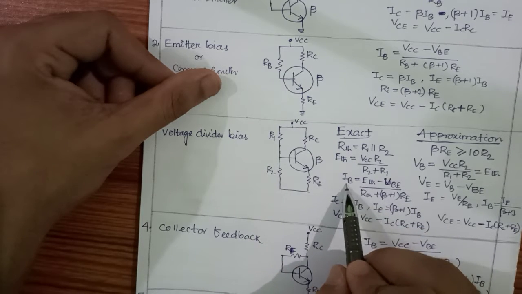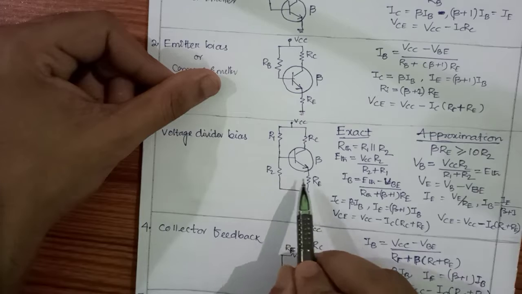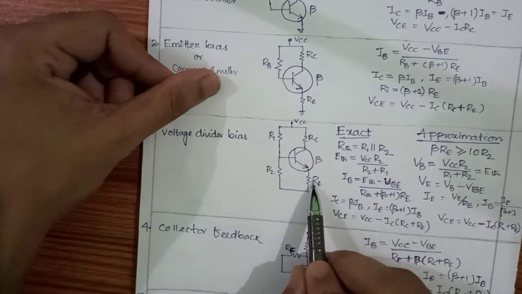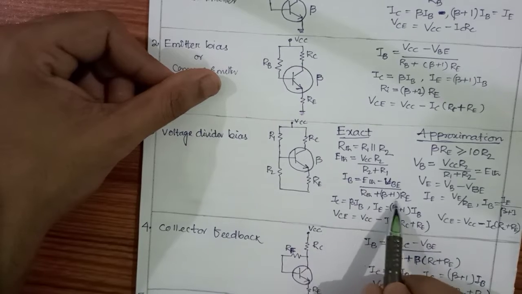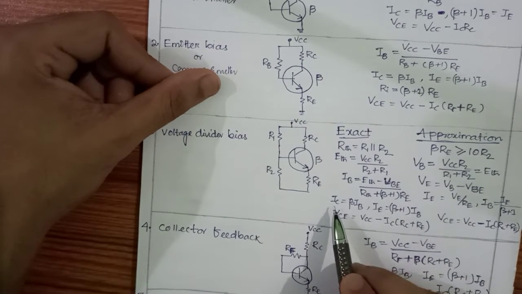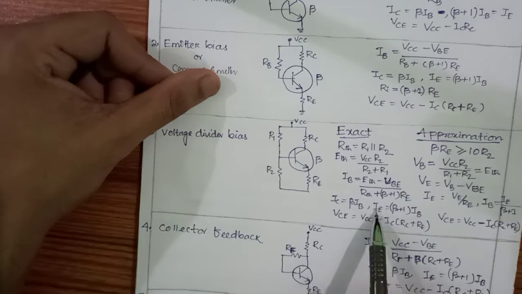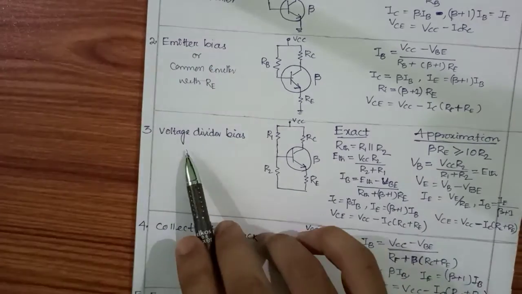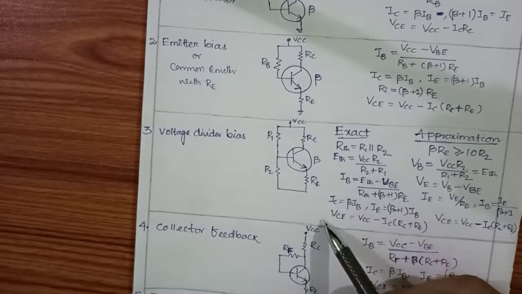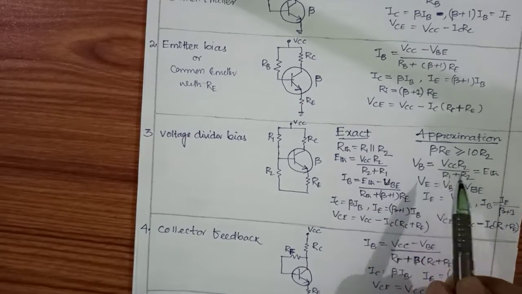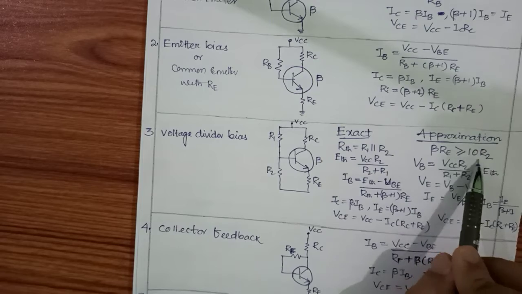Then we will find the value of IB. The current is nothing but the voltage minus the VBE drop divided by the two resistors in series: RTH and (beta plus 1) RE. Then we will find IC, then IE, then VCE. In voltage divider biasing, there are two methods. One is the exact method, and the second one is the approximation method. So this is the exact method. In the approximation method, we are assuming that our beta RE value should be greater than or equal to 10 R2.